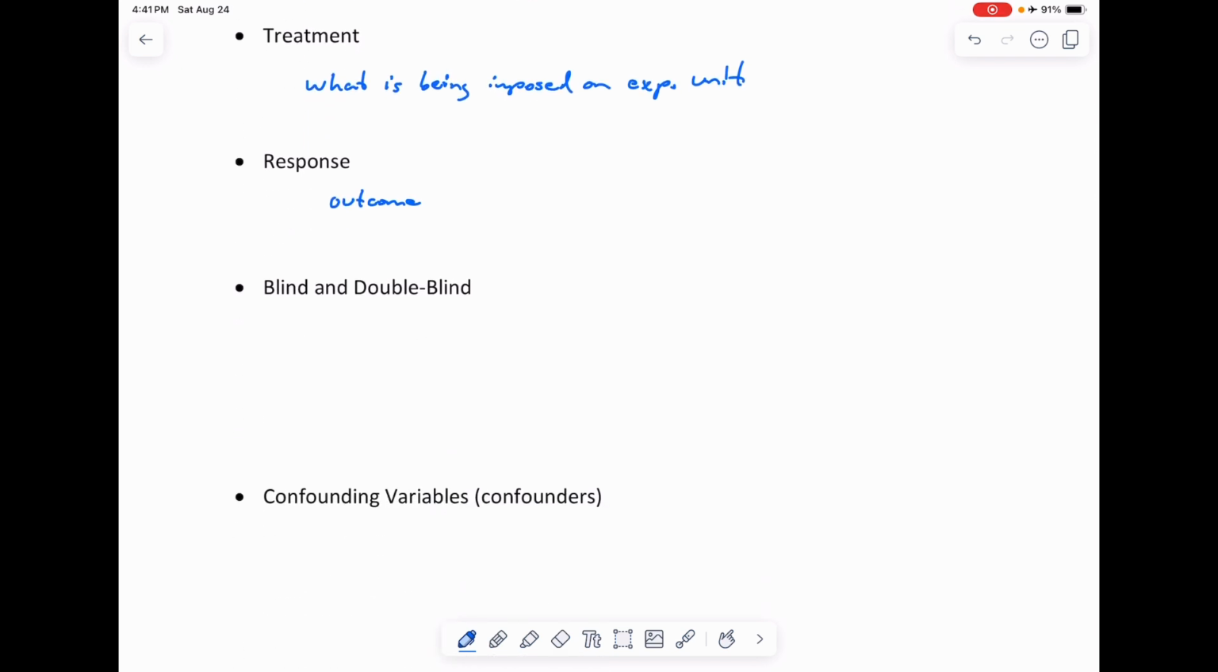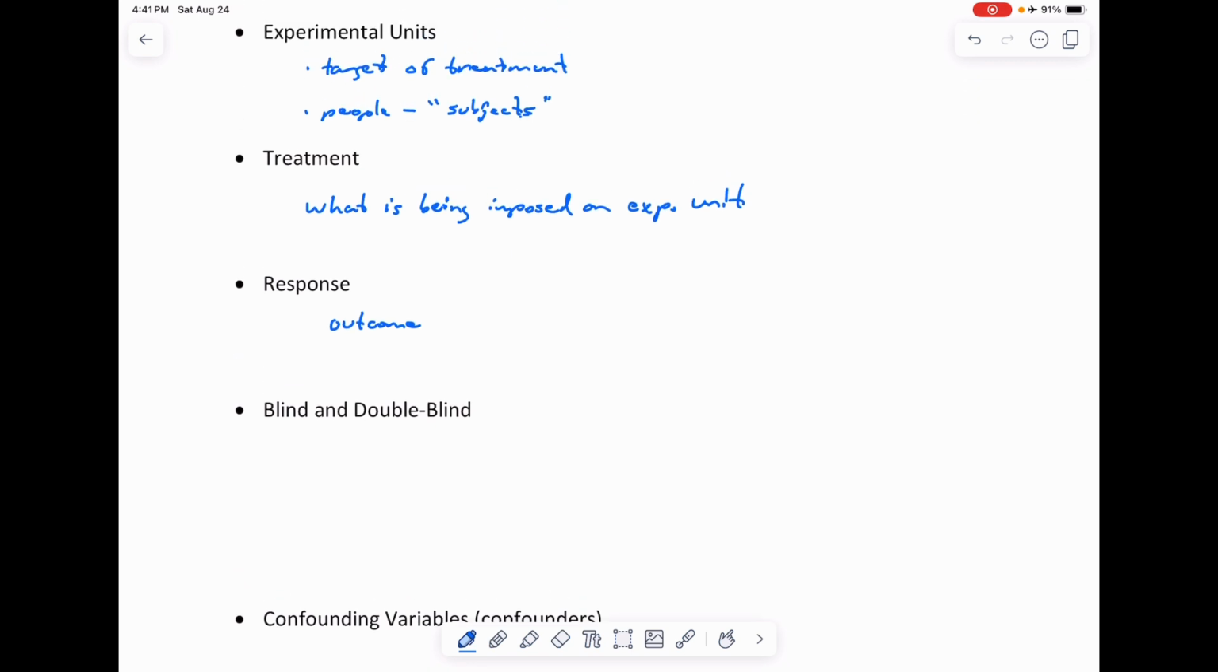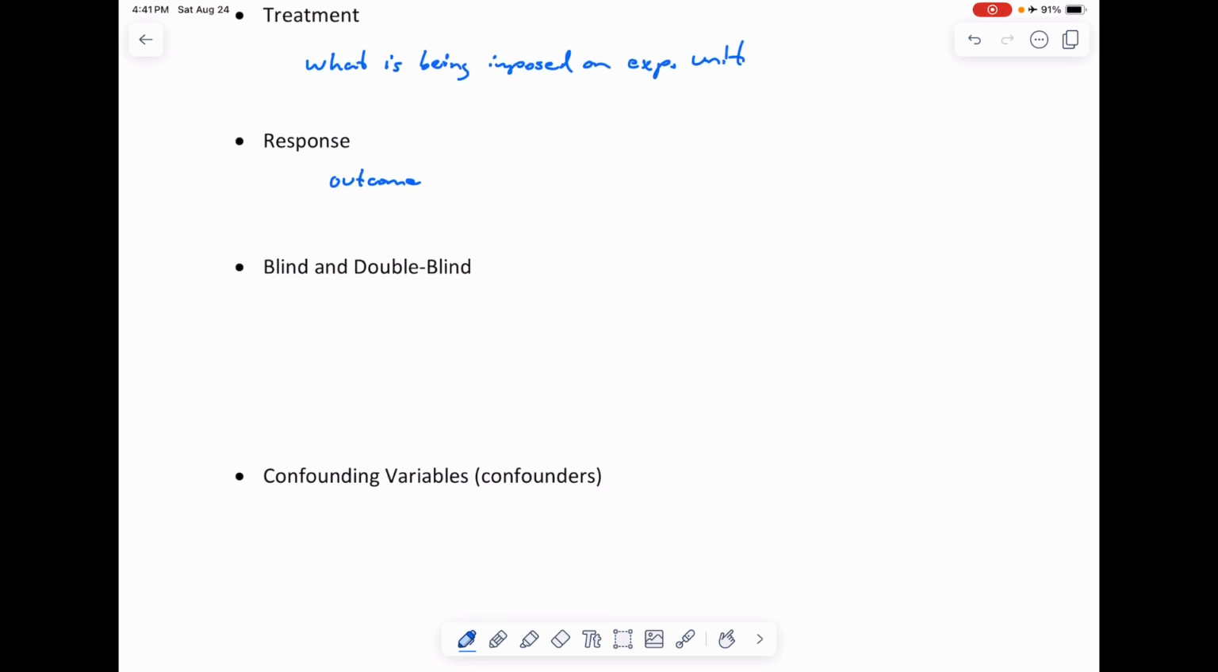Another thing to think about in terms of experimentation, particularly important when people are the actual subjects or the actual experimental units that we talked about earlier. So blind means that the subjects don't know which treatment they're receiving. So this is particular for people, so subjects, that they don't know which treatment they're receiving.